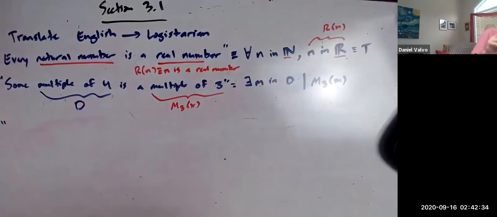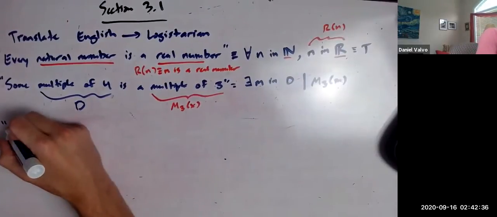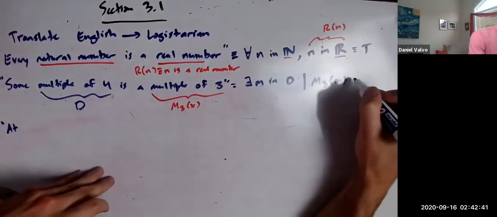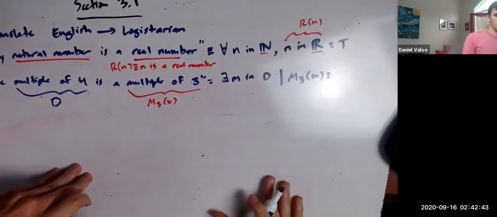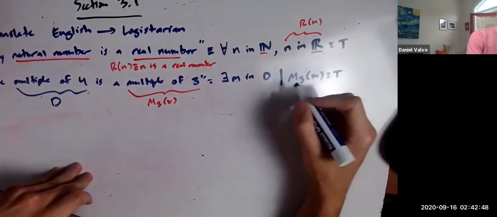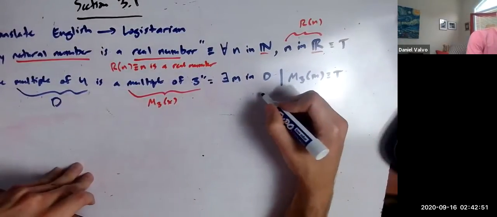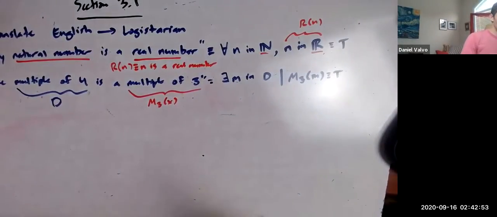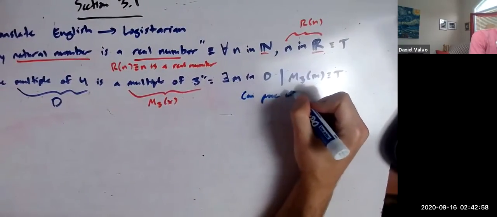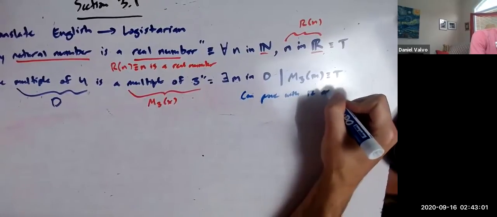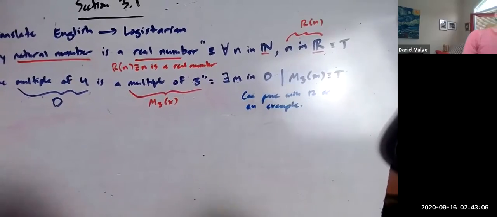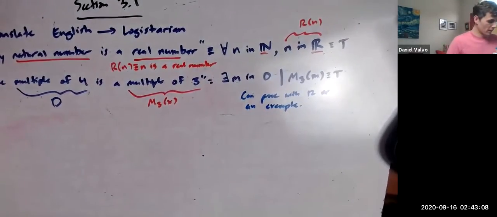Okay, so next, let's say we have, oh, by the way, is this true or false? Also true. And we can prove it with 12 as an example, because 12 is a multiple of 3 and a multiple of 4.